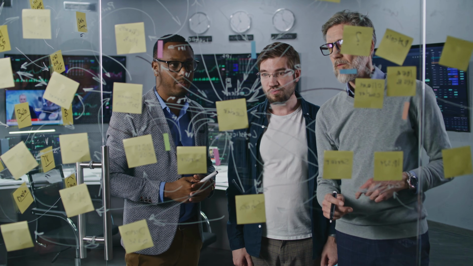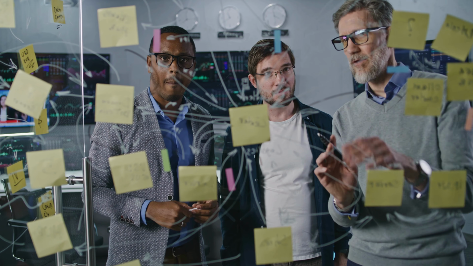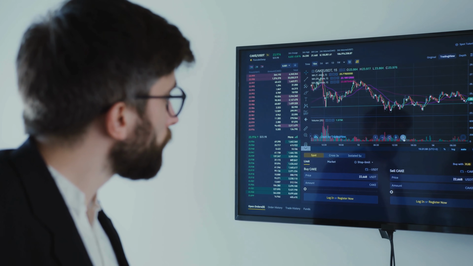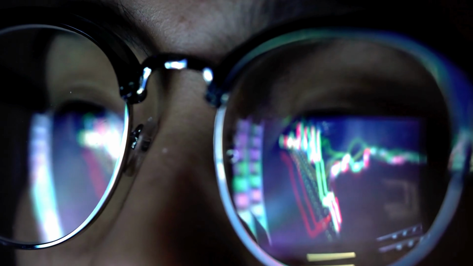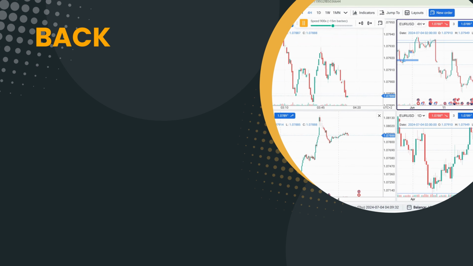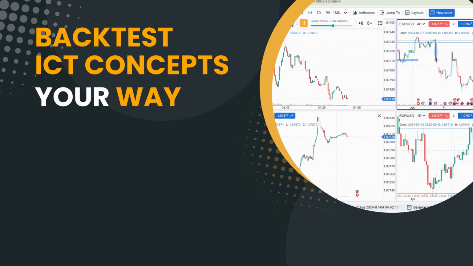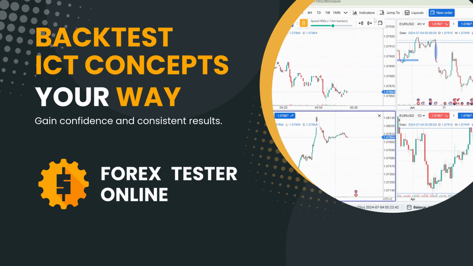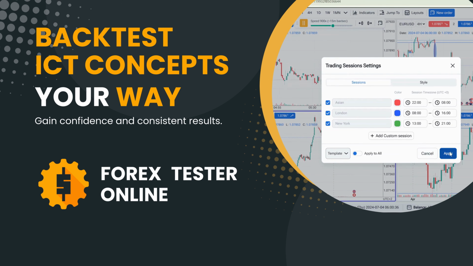Remember, there's no rule saying you have to backtest or even trade ICT in any particular way. Some traders might use every concept in the methodology, while others might find they get better results focusing on just a few key elements. The important thing is finding an approach that makes sense to you and that you can execute consistently. That's what practice in FTO is all about, discovering and refining your own best way of trading ICT.